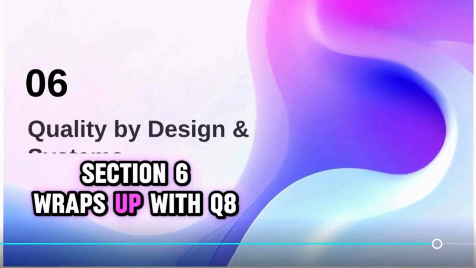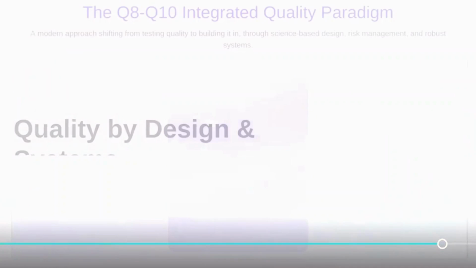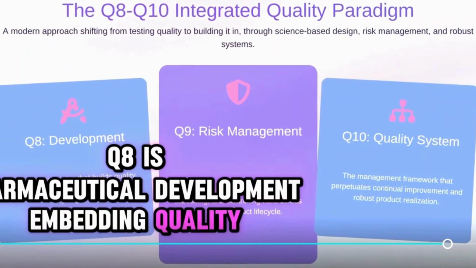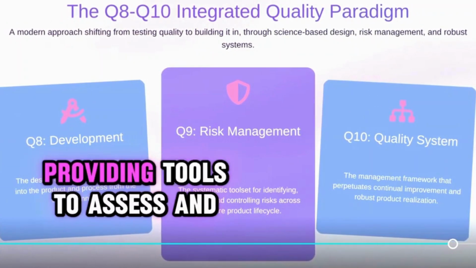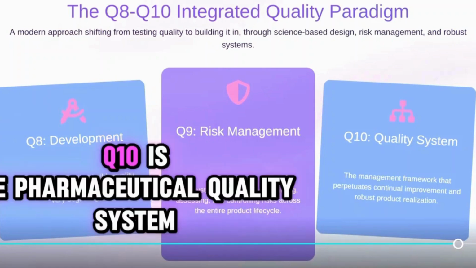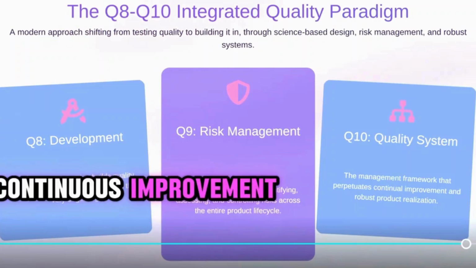Section 6 wraps up with Q8 to Q10, the integrated quality paradigm. Q8 is Pharmaceutical Development, embedding quality into design. Q9 is Risk Management, providing tools to assess and control risks across the life cycle. Q10 is the Pharmaceutical Quality System, a management framework that ensures continuous improvement.